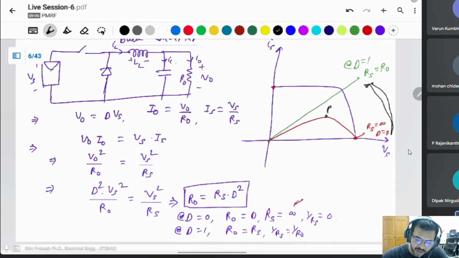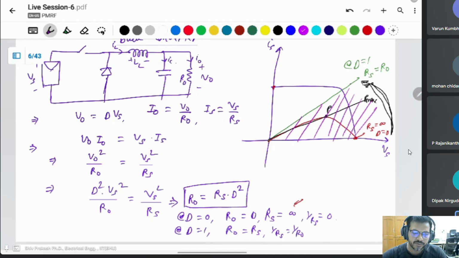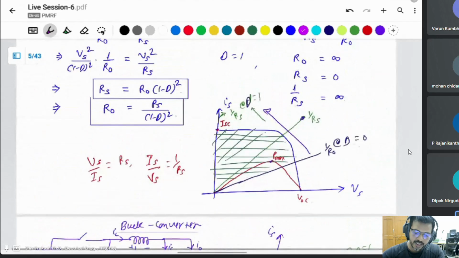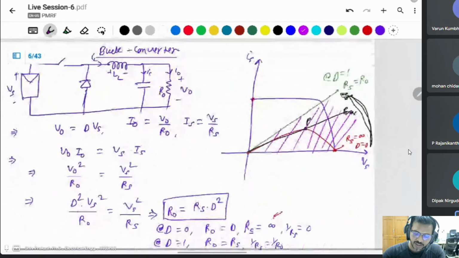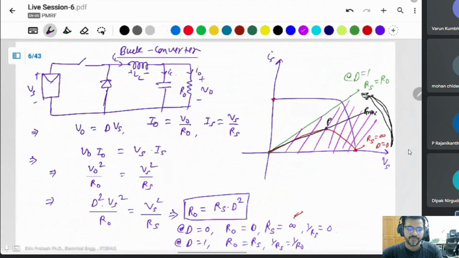This is the Pmax line. If this goes beyond the Pmax line, then you can get the maximum power from the buck converter. This is the range of the buck converter. Boost converter range is above the Pmax line. This is the buck converter range.